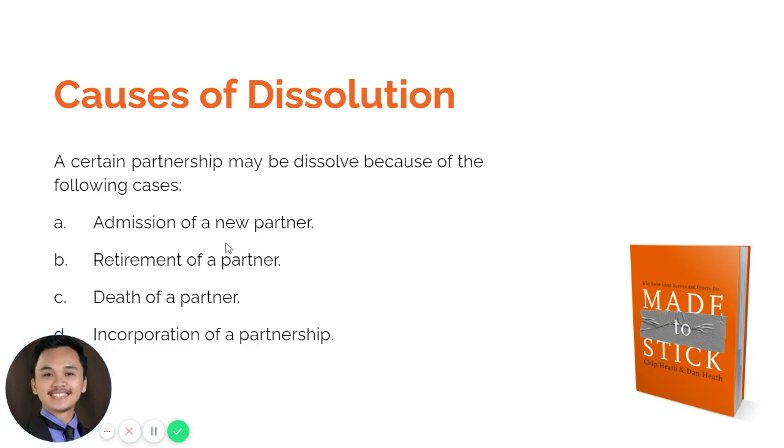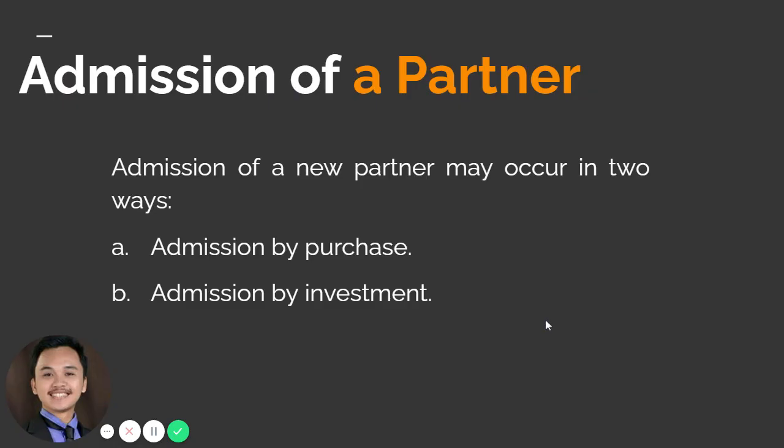So let's start with admission of a new partner. Admission of a new partner may occur in two ways. First is admission by purchase and second is admission by investment.